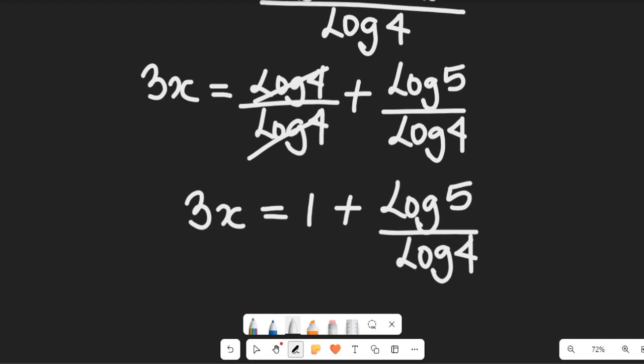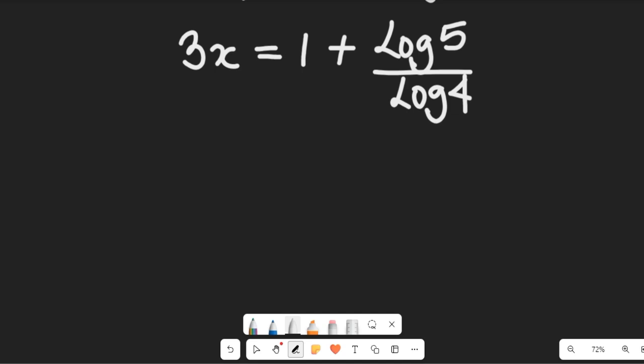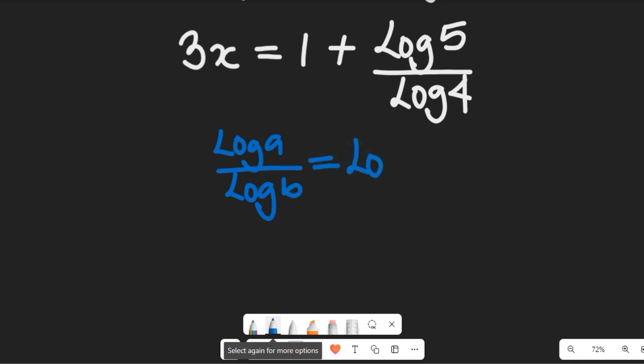At this point, all we simply need to do is to recall a given law of logarithm. From that law of logarithm, we can simplify that logarithm fraction. If we have the log of a dividing the log of b, according to the rule of logarithm, this can be equal to the log of a base b. The denominator becomes the base and the numerator becomes the log.